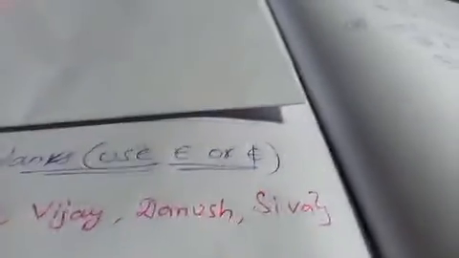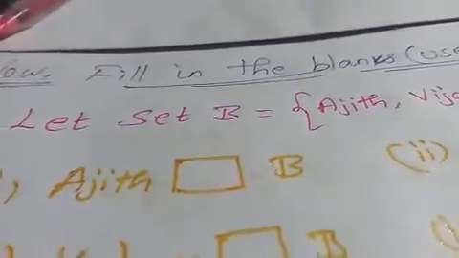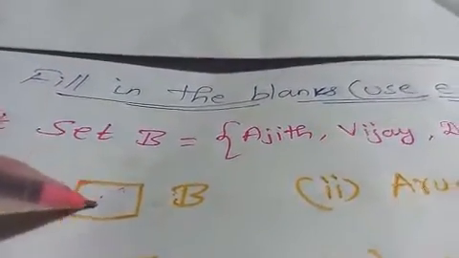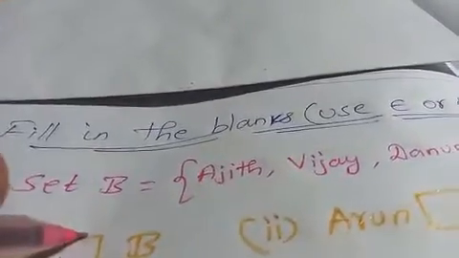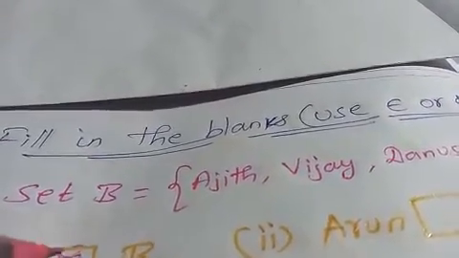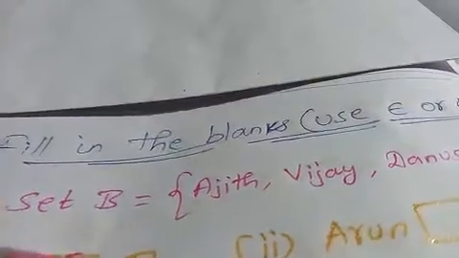By using belongs to and does not belong to, let us fill in the blanks. Let set B have 4 elements: Ajit, Vijay, Dhanush, Shiva. So 4 names are elements of set B. Here the question: Ajit belongs to set B or not? Yes, Ajit is there in set B, so we can use the belongs to symbol.